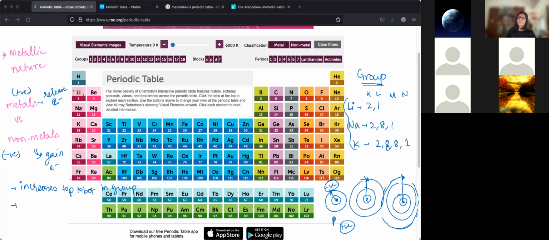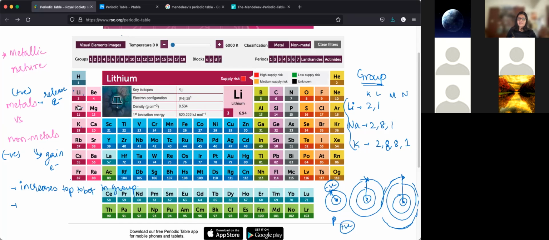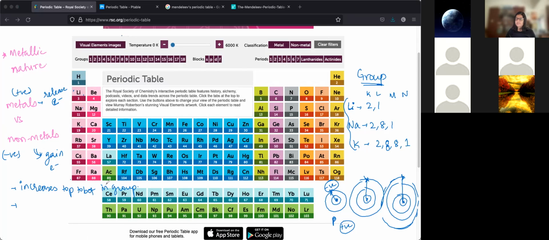And what can you say about metallic nature going from left to right? It decreases. Left side pe sare metals hai, right side pe sare non-metals hai, and that's again related to the electronic configuration and the atomic size also. So metallic nature decreases left to right in a period. ठीक है?